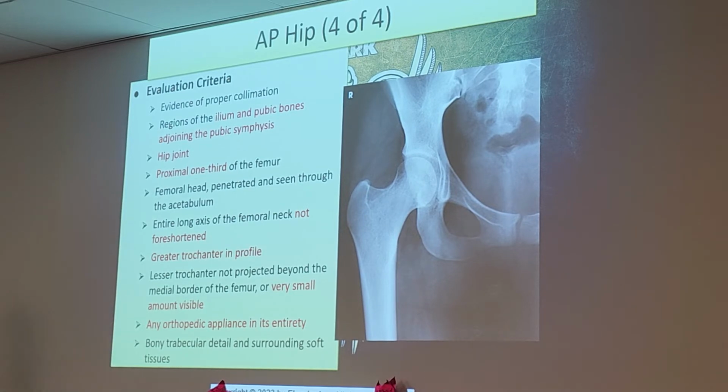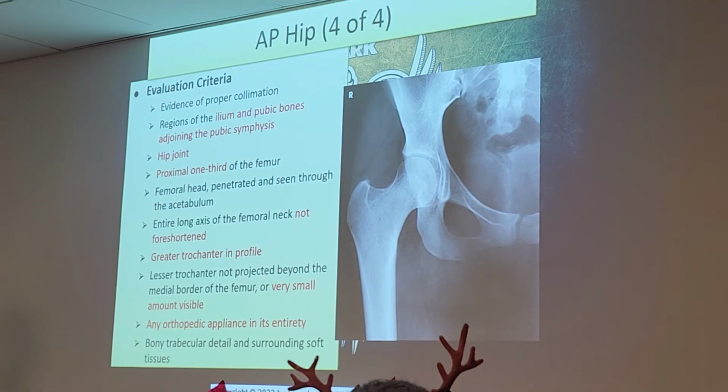We want the regions of the ilium and pubic bones adjoining the pubic symphysis. So, like I said, we do want to see the pubic symphysis as well. That's considered optimal for that radiograph. If that was clipped, you wouldn't necessarily repeat it, but you're going to have a suboptimal image according to the curriculum. You want to include that pubic symphysis if possible.